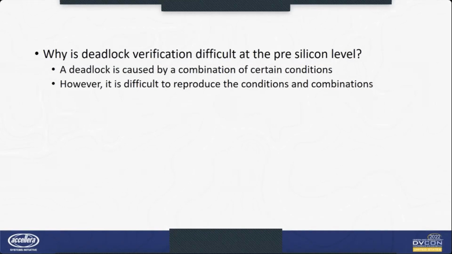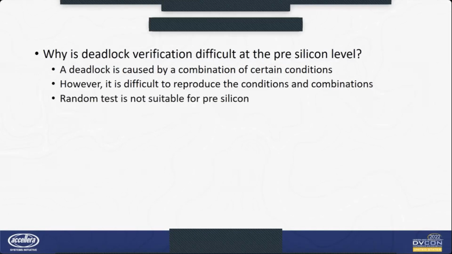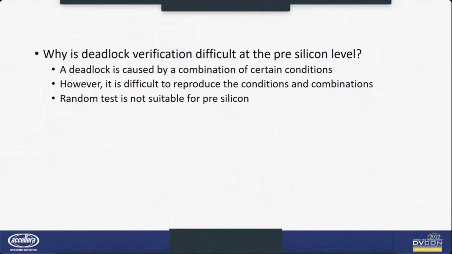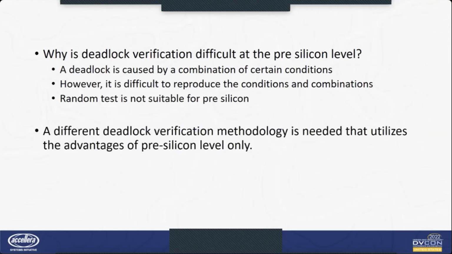This is because condition reproduction using VIP or signal forcing cannot be used because the possibility of actual occurrence of the condition is not guaranteed. Even if the simulation acceleration environment is hundreds of times faster than the simulator, it is difficult to perform a random application for a long time like in the post-silicon level. We need different deadlock verification methodologies that utilize the advantage of pre-silicon level only.